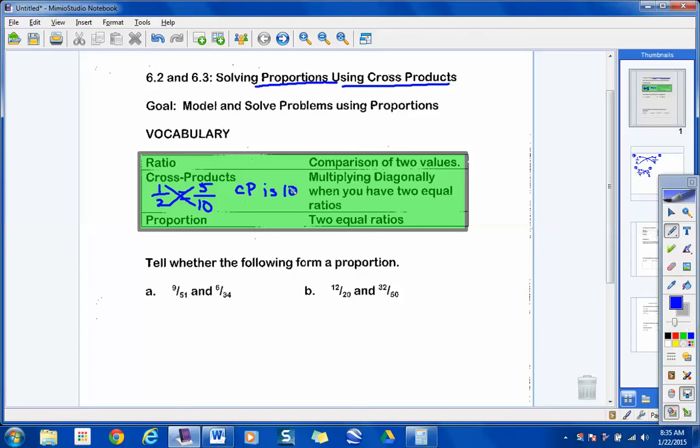Isn't the cross product 10 there? Yeah. Is the cross product the same both ways? Yeah. Therefore, if the cross product is the same both ways, that means they're equal, right? And anytime you have two equal ratios, what's the word we use right down here? Proportion. Simply two equal ratios. So vocab-wise, when I start using the terms ratios, cross products, and proportions, will you be able to follow me through the rest of this? Understand what it is that I'm talking about today?